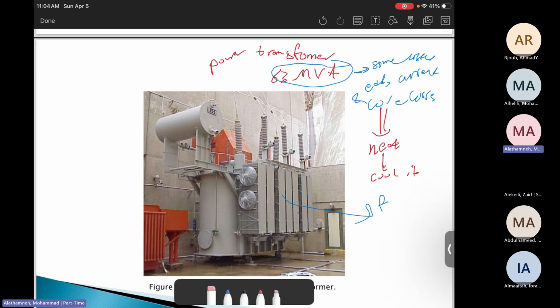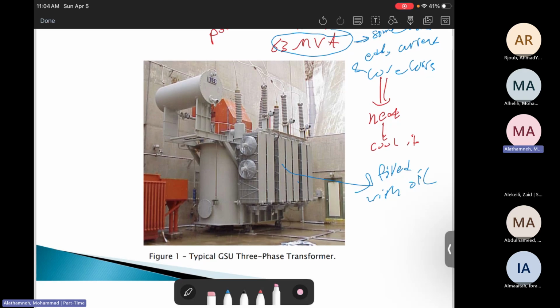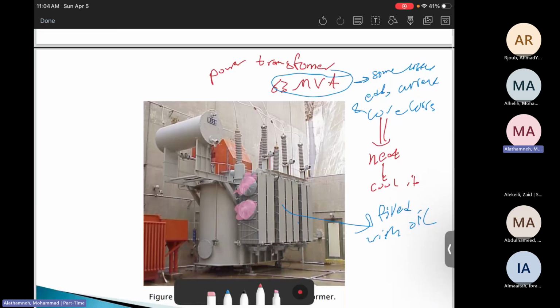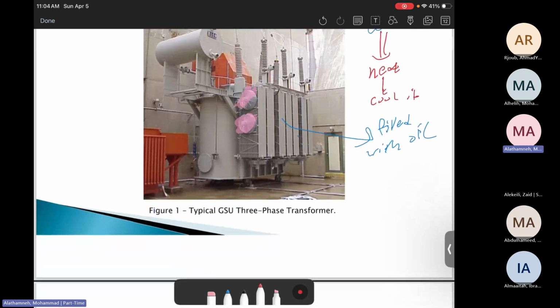So the oil will work to cool it down, filled with oil, and insulation material as well, filled with oil. The other thing, you will see some fans here. Use fans to add extra cooling. And there is another one, the reserve, the conservator, I'm sorry. The conservator here is some oil tank. It will be a backup. If there's some oil reduction inside the transformer, then the conservator will supply more oil to the transformer.